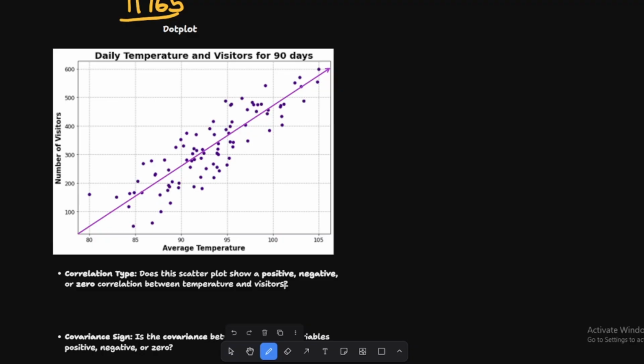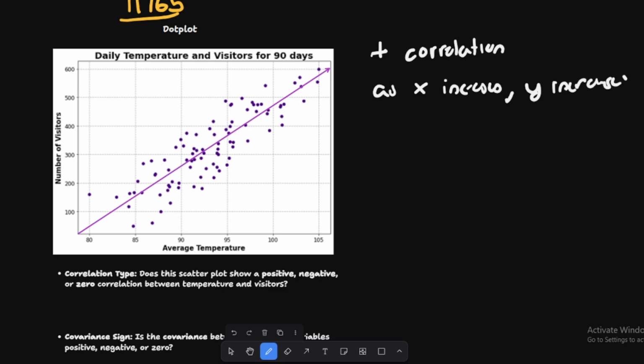So what does each one mean? So for positive correlation, that means that as x increases, actually let me write it all the way over here. So for a positive correlation, that means that as x increases, y also increases. Now for a negative correlation, it would be inverse. So as x increases, instead of y increasing, it would be decreasing. So y decreases.